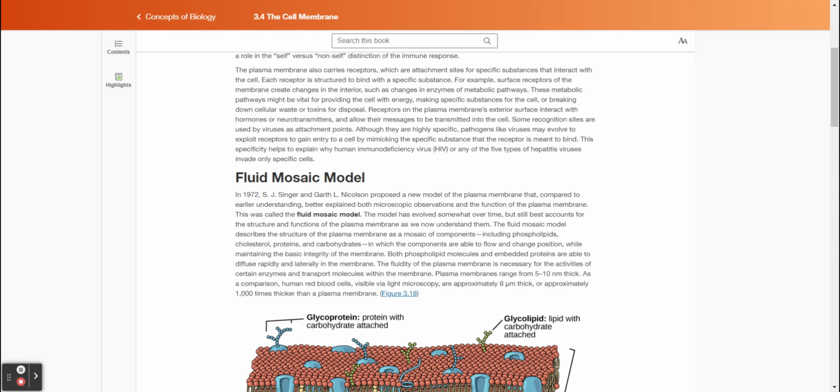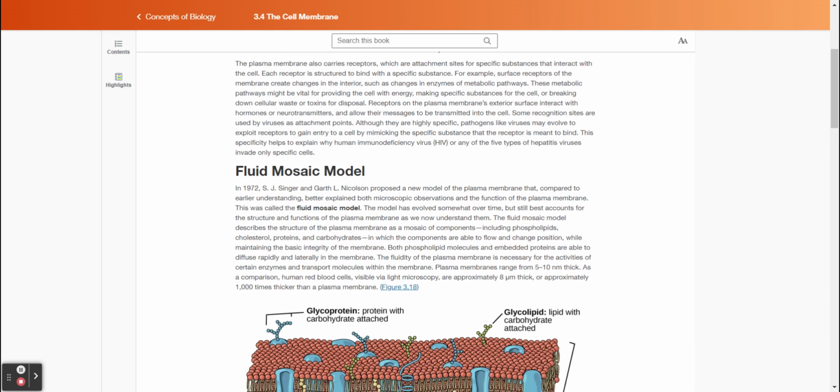Although they are highly specific, pathogens like viruses may evolve to exploit receptors to gain entry to a cell by mimicking the specific substance that the receptor is meant to bind. This specificity helps to explain why human immunodeficiency virus, or HIV, or any of the 5 types of hepatitis viruses invade only specific cells.